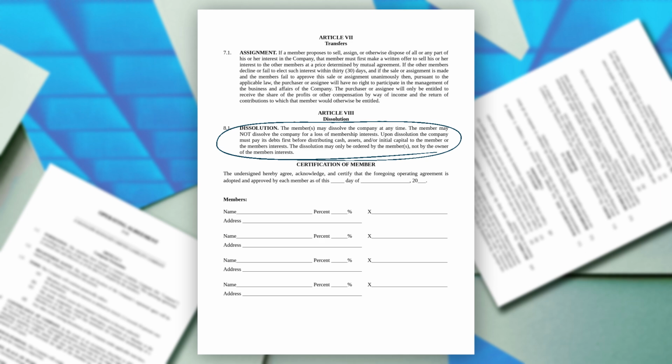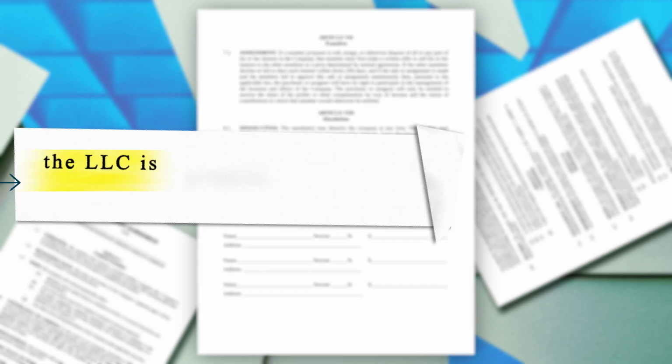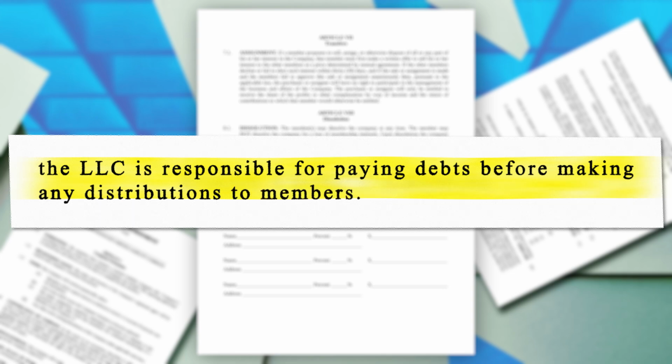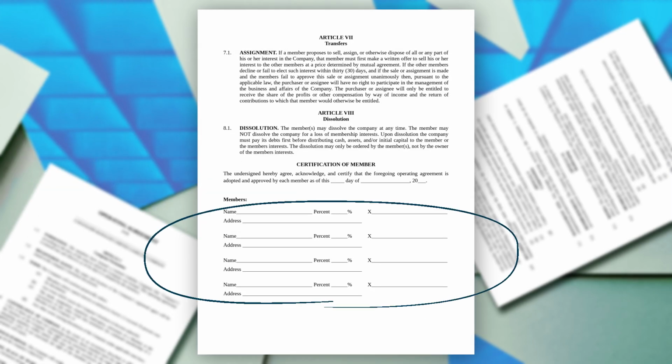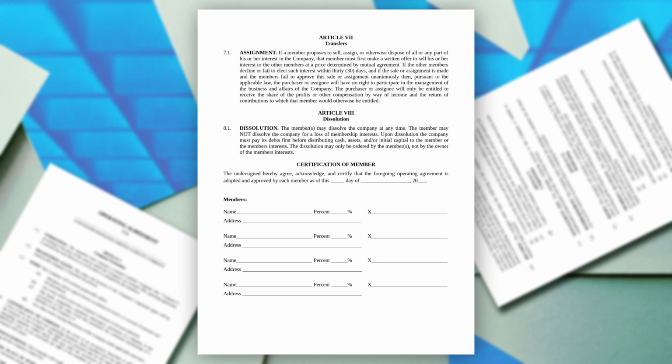Members can choose to end the LLC. The last article goes over the process of dissolution. If the company is dissolved, the LLC is responsible for paying debts before making any distributions to members. After this is the certification of the members, where each member will need to sign to acknowledge that they agree to the terms of the operating agreement.